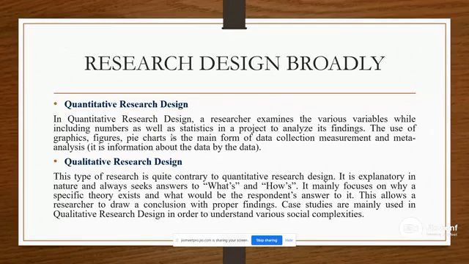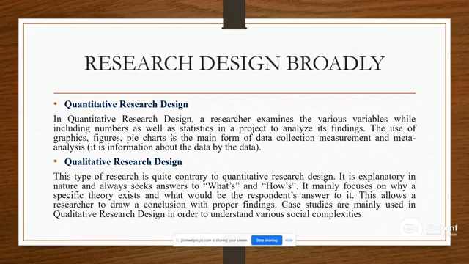So I hope it is clear to you what quantitative research design is. When you have numbers, or it could be something which you have converted into numbers, or something which is purely available in numbers. And second is your qualitative research design, something which you cannot have in numbers. So if you ask me what my feelings are regarding the pandemic which is going on, I cannot tell you in numbers.